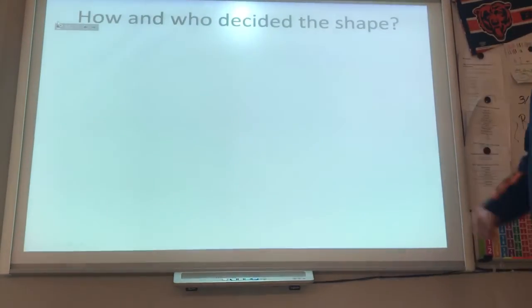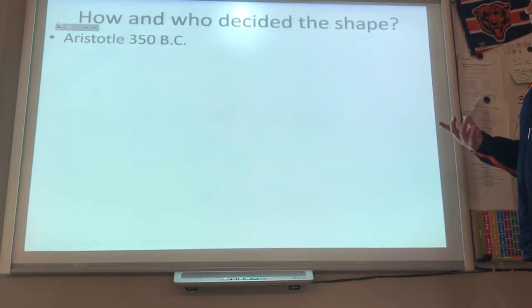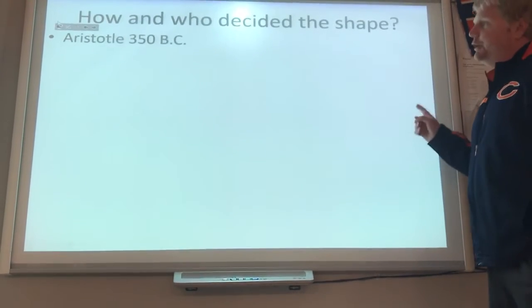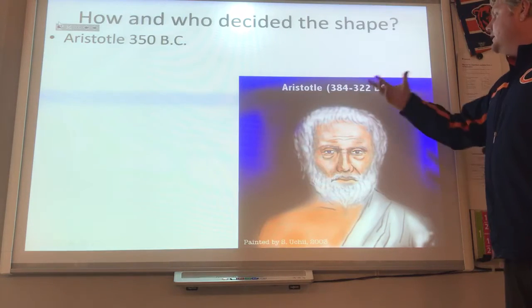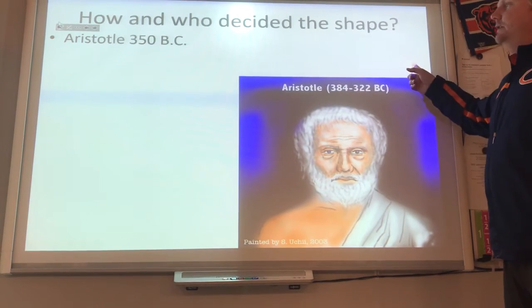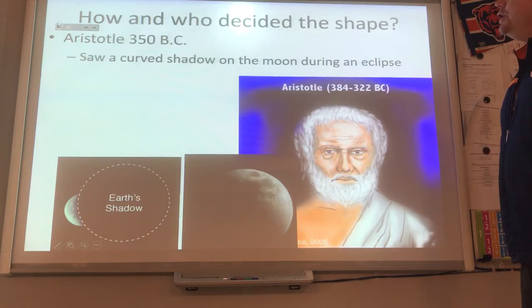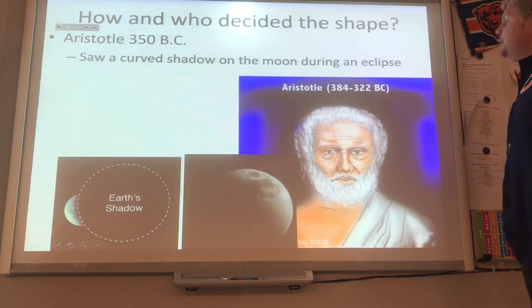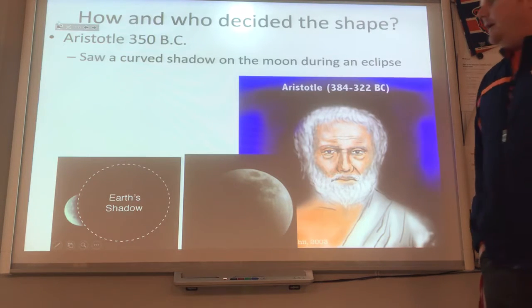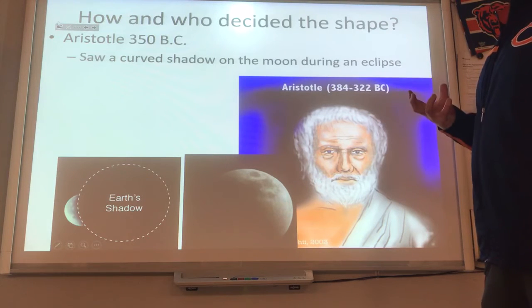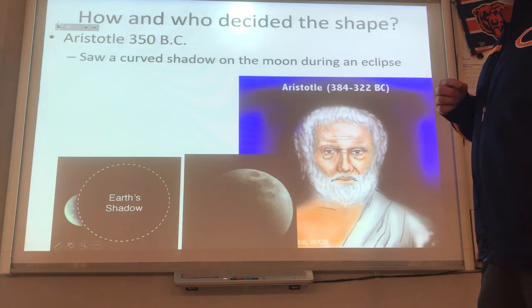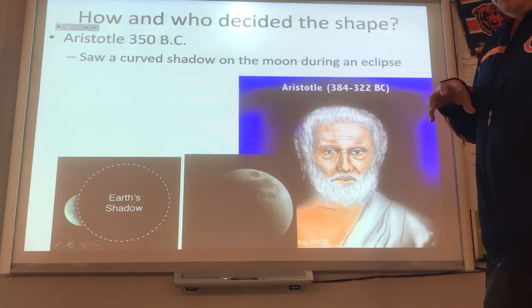How and who decided the shape? We would say God, but Aristotle is the one that figured it out in 350 BC. How did he do this? Not like he could go up in a space shuttle. Well, he saw a curved shadow on the moon during a lunar eclipse. So he thought, the Earth is casting that shadow. If there's a curved shape, the Earth must have curve.